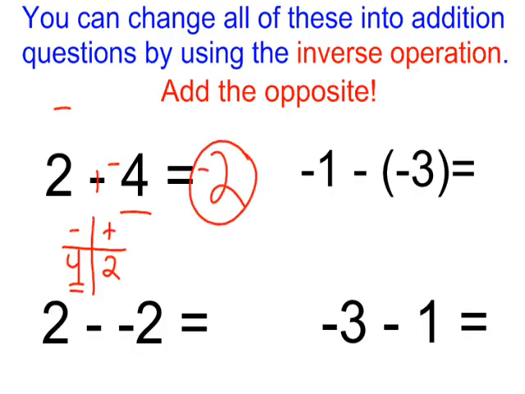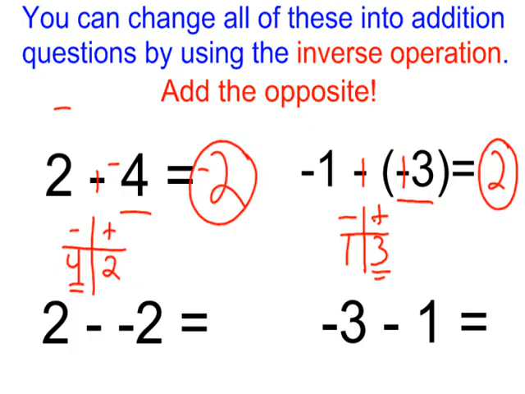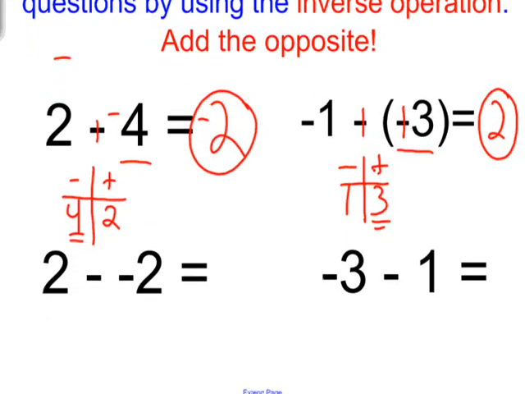In the next one, instead of doing -1 minus -3, I'm going to turn this into an addition question. I'm going to add the opposite. Now the opposite of -3 is +3. So I'm going to do -1 plus +3. So I'm going to set up a little tug line. -1 plus +3. I have a war, so 3 minus 1 is 2. This side was stronger. The answer is +2.